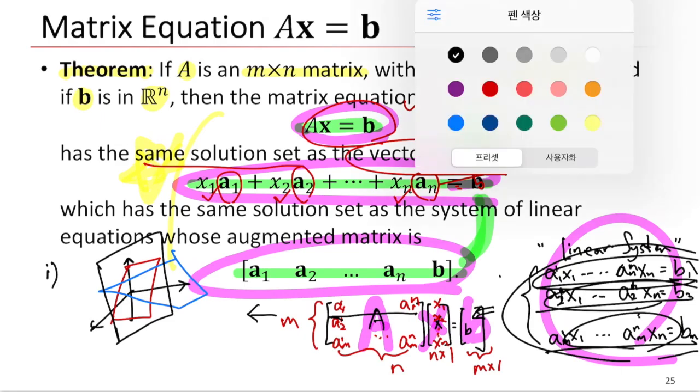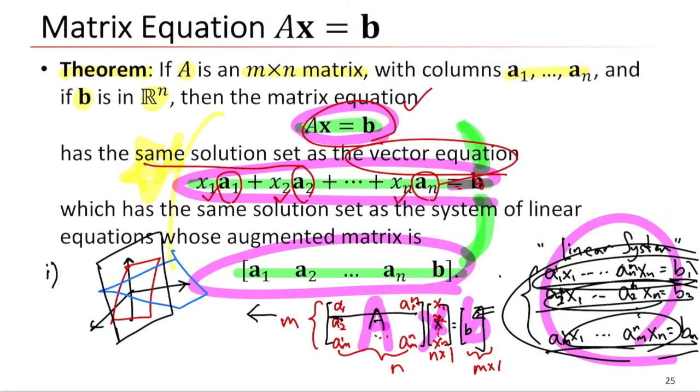So it means that this row vector determines each equation, each plane, right? So in this case, finding a solution is to find the intersection of each plane, right?